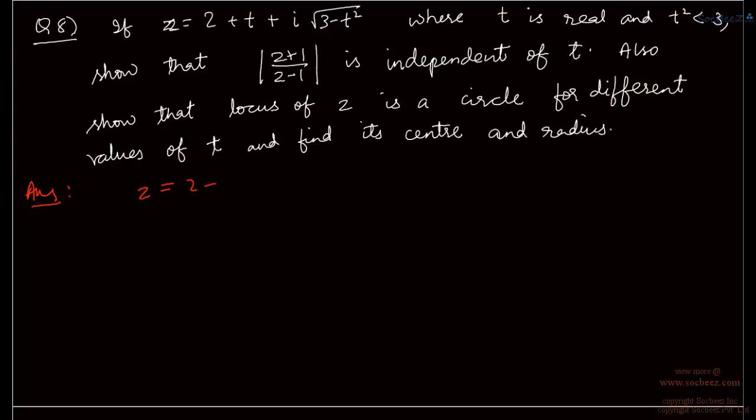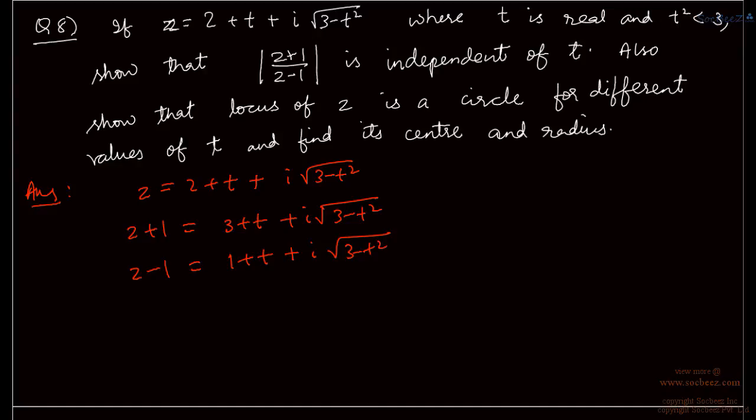Right. So z is equal to 2 plus t plus i times root of 3 minus t squared. That means z plus 1 is equal to 3 plus t, right? Only the real part, only one gets added to the real part. So I have the imaginary part just like that, no change to that. And similarly again here, plus i times root of 3 minus t squared, right? Now mod of z plus 1 by z minus 1 is nothing but mod of z plus 1 by mod of z minus 1. Right, so let me find out the separate modulus.